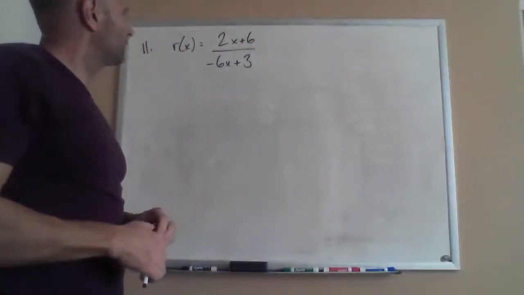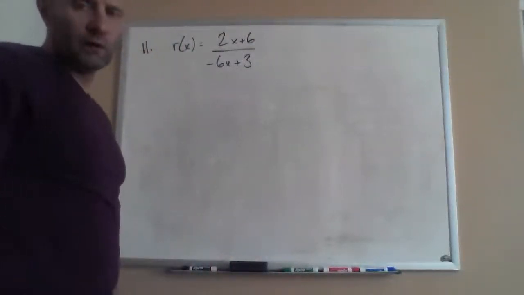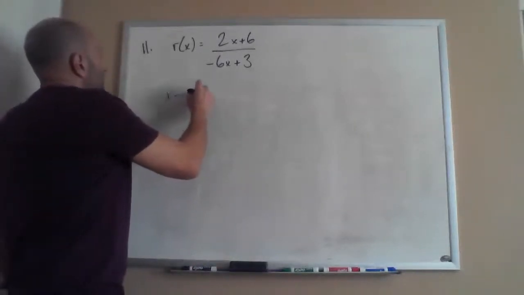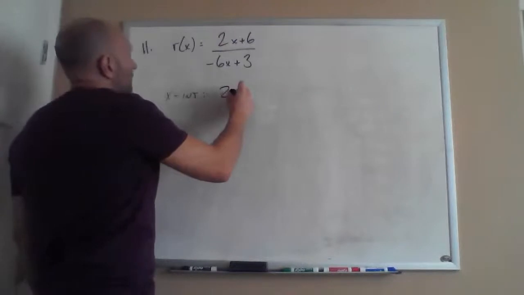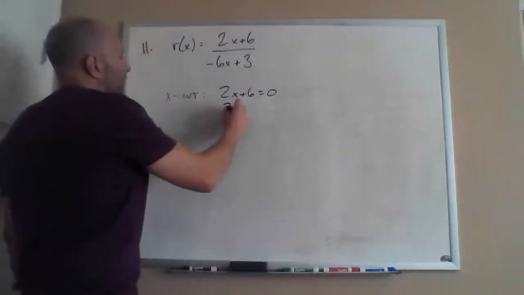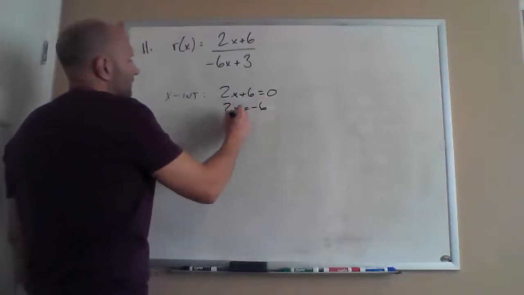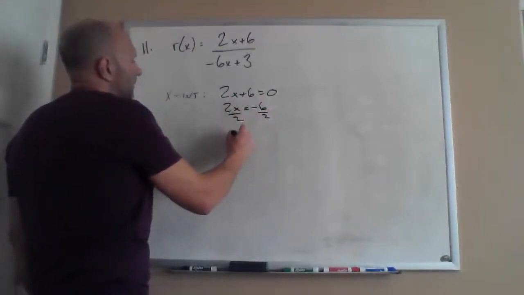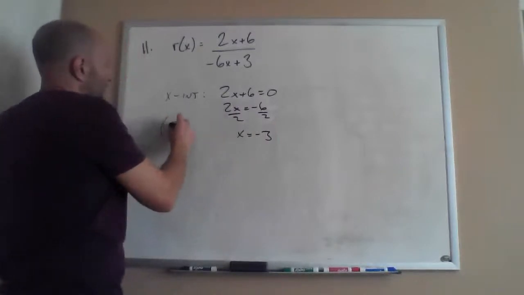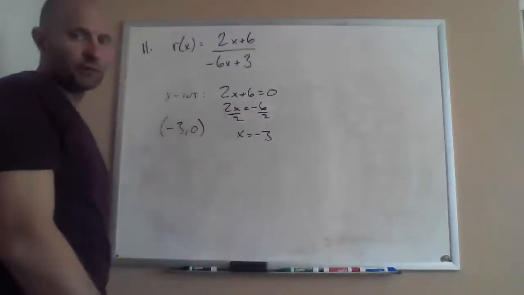All right, so let's go ahead and figure this one out. Our x-intercept, same idea. Whatever the numerator is, 2x plus 6, set that equal to 0. So 2x is equal to negative 6, divide everything by 2, x is negative 3. So the x-intercept is going to be (-3, 0).